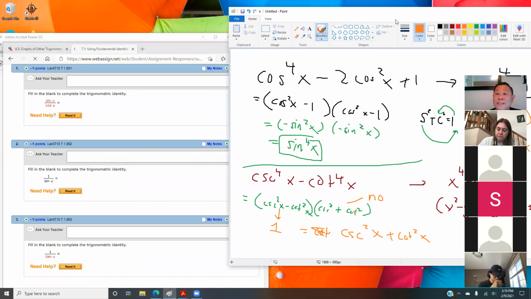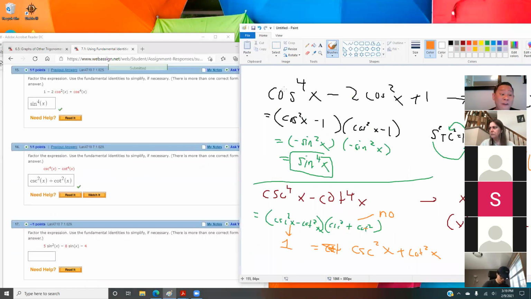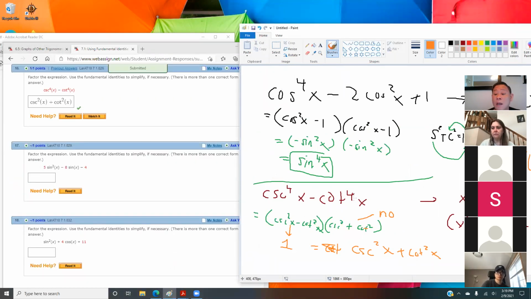So your online homework is 7.1 and 7.2 because they are very similar, as you guys can see. What happens in 7.2 is they will make something like this, and then they will make one of these blank. So when you do your 7.2 homework, you have to fill in what this one is equal to, and this one will be cosecant square x minus cotangent square x. So it's mostly the same thing, but you just fill in the blank.